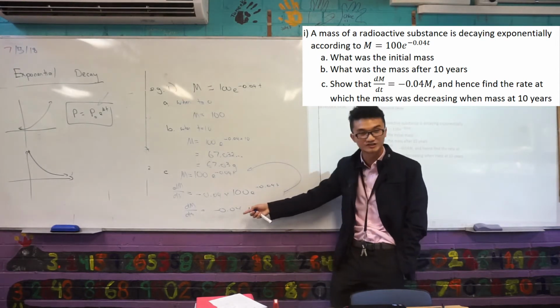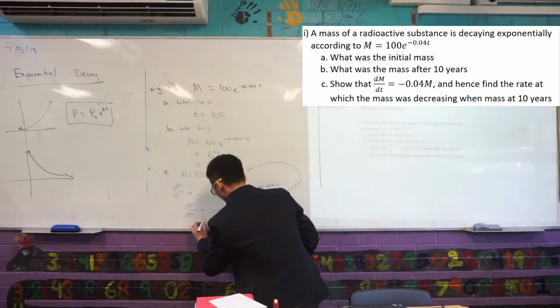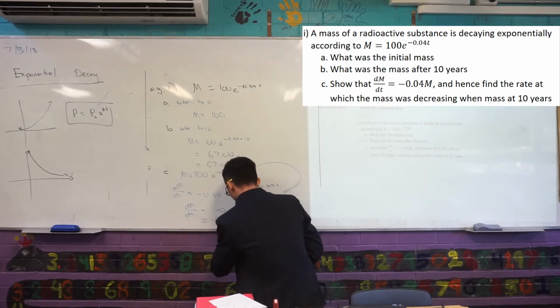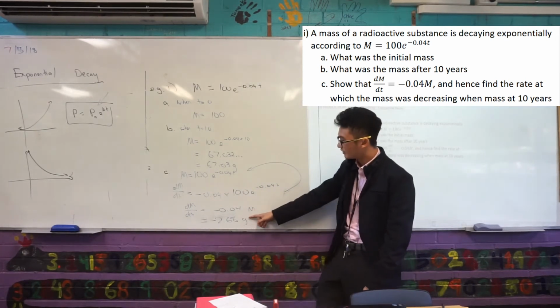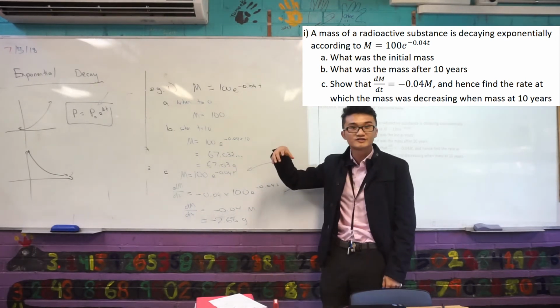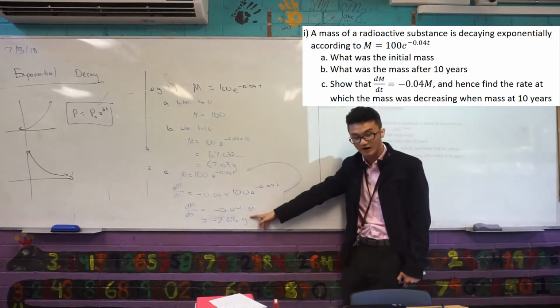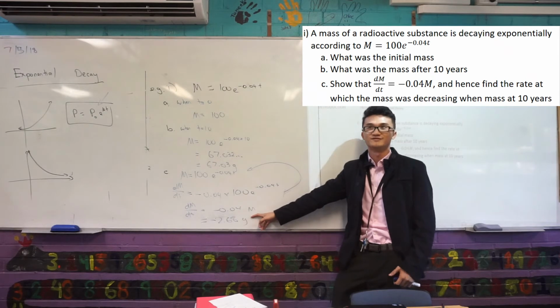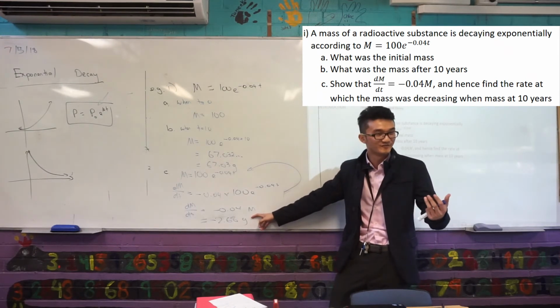So what does this actually mean when I substitute it in? Nathan, what value did you get? Negative 2.68. Okay, let's say grams. What this is saying is that at this point in time, at 10 years, the mass of the radioactive substance is decreasing by 2.68 grams each instant. Does that make sense?